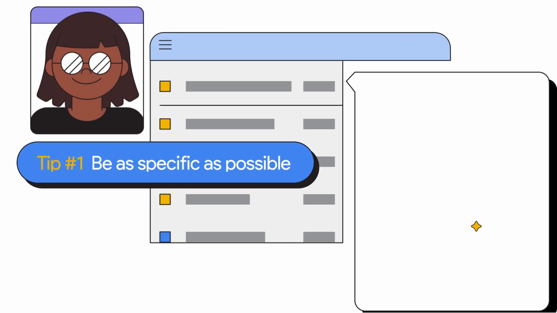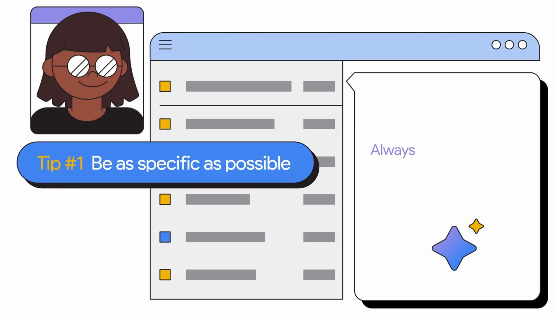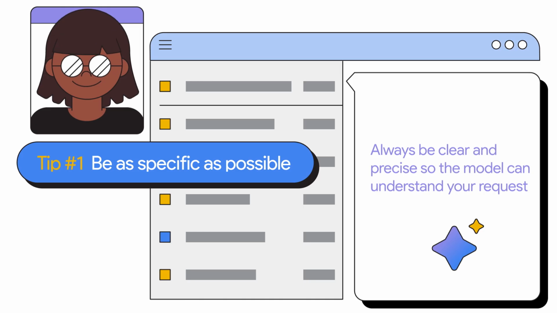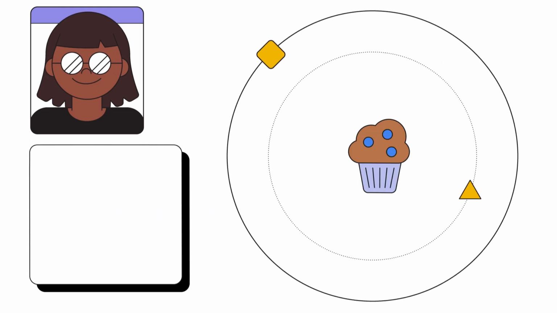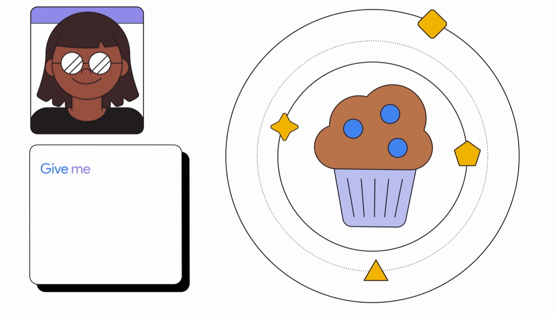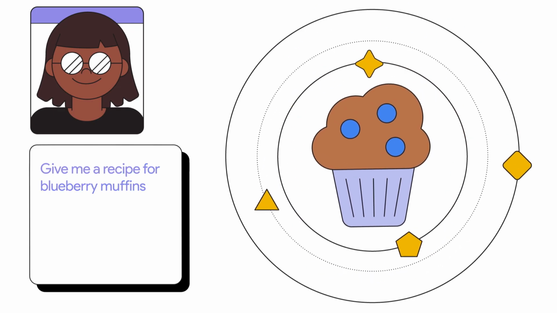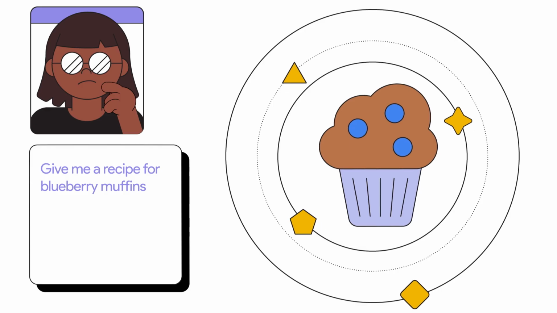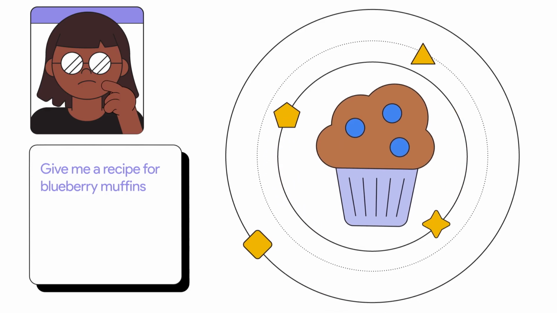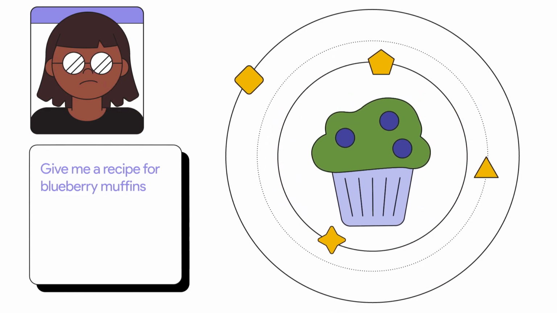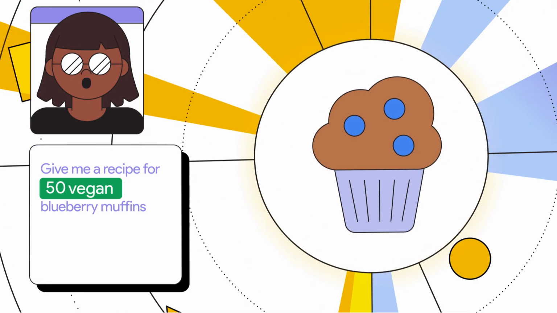Tip number one, be as specific as possible. Always be clear and precise so the model can understand your request. Let's say you want to bake 50 vegan blueberry muffins. If your prompt is, give me a recipe for blueberry muffins, the model won't know that you want 50 or that they should be vegan. You will end up with some really disappointing muffins. Specific prompts lead to better outputs.